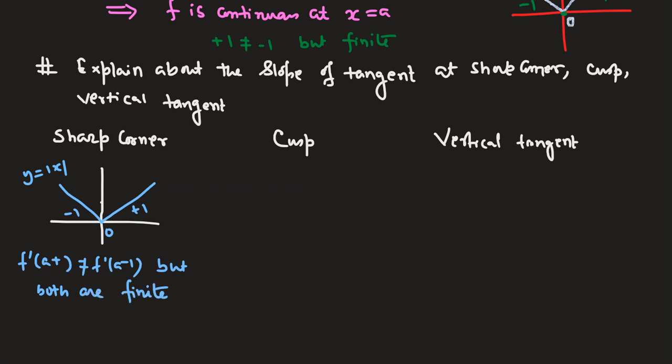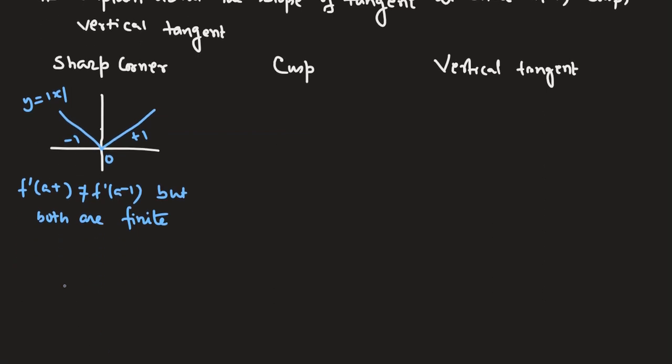Okay? So that is the condition for the sharp corner, that at the point where you are getting the sharp corner, the right hand and left hand slopes of the tangents are actually finite but not equal. Okay? Now here you can also consider some curve. Suppose I consider 2 sin inverse x, so the curve looks like this. Here the sharp corner is present at this point.